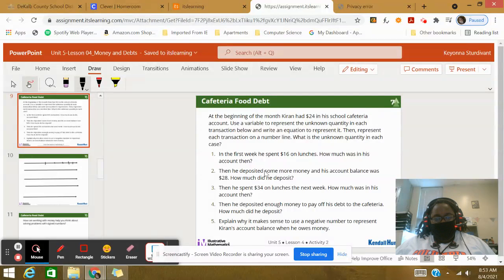The next one, it says he deposited some more money and his account balance was $28. So I'm starting with X from my first one, question one, and I'm adding Y, and that's going to be equal to 28. So remember, your solution for one is going to help you figure out two, and it keeps building on each other. Question three says, then he spent $34 on lunch the next week. How much was his account then?